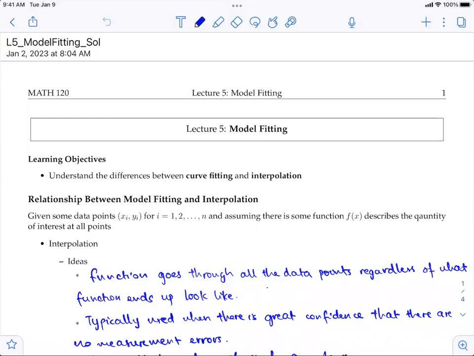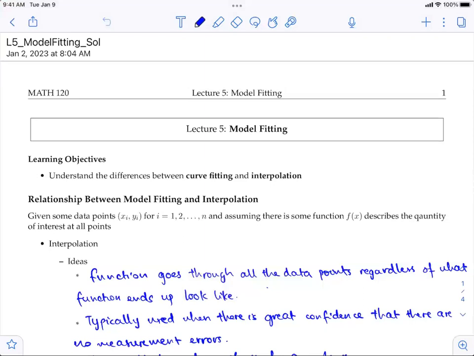So the solution is already available to you. I just want to walk you through the idea of these two types of curve or model fitting, right? So again, this is curve fitting or model fitting and interpolation. I'm going to tell you the idea behind interpolation and curve fitting, and then toward the end of the lecture, there are some error types that occur in model fitting techniques.